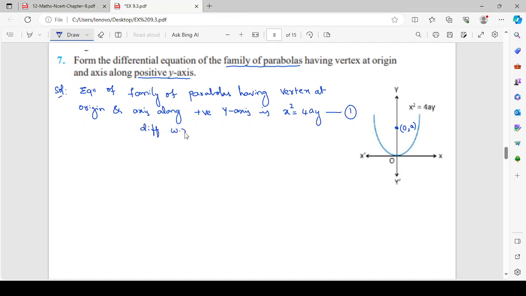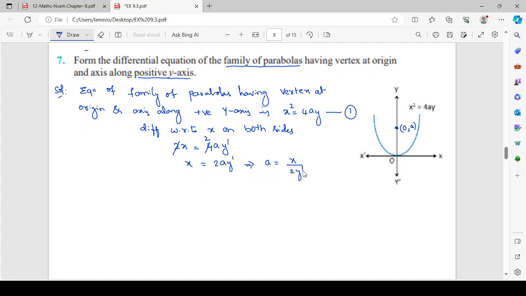differentiating with respect to x on both sides only once. So first differentiation, x square differentiation is 2x equal to 4a, a is a constant, y differentiation is y dash. Further, if I simplify both sides, we have a common factor as 2. If I cancel that, we will get x equal to 2a y dash. Okay. So can I write down this a as x upon 2y dash?